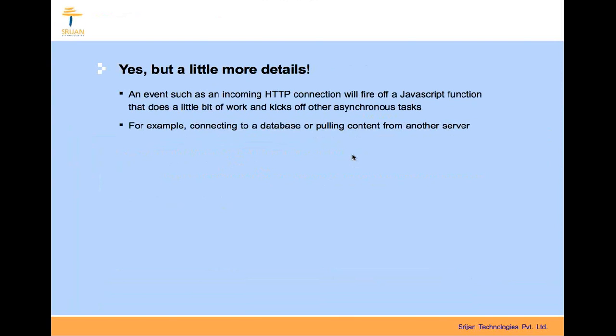What happens is that an event, such as an incoming HTTP connection, for example if I'm triggering a request or an invitation to another kid, will actually fire off a JavaScript function that does a little bit of work and kicks off other asynchronous tasks, which means that the JavaScript function will then ask the server to perform a certain task. In our case, it was to look for that particular candidate in MySQL, fetch a result, and then send across the invitation to that person.